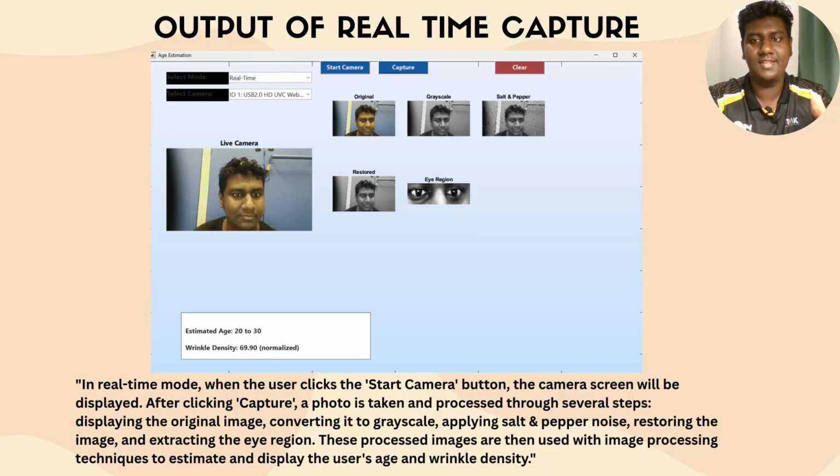Okay, this is an example of the output where we use the real-time capture mode. In the real-time mode, when the user clicks the start button, the camera screen will be displayed in our graph, and after clicking capture photo, the photo is taken and processed through several steps. That means displaying the original image, converting it to grayscale, applying salt and pepper noise, restoring the image, and extracting the eye region. This processed image is then used with the image processing techniques to estimate and display the user's age and wrinkle density in the result panel.